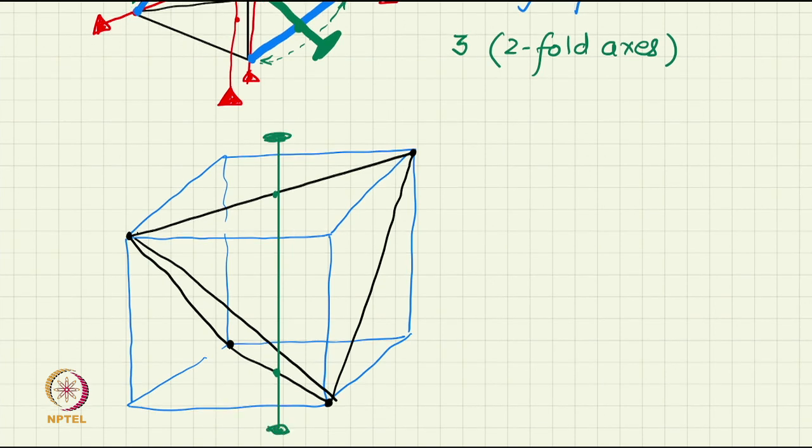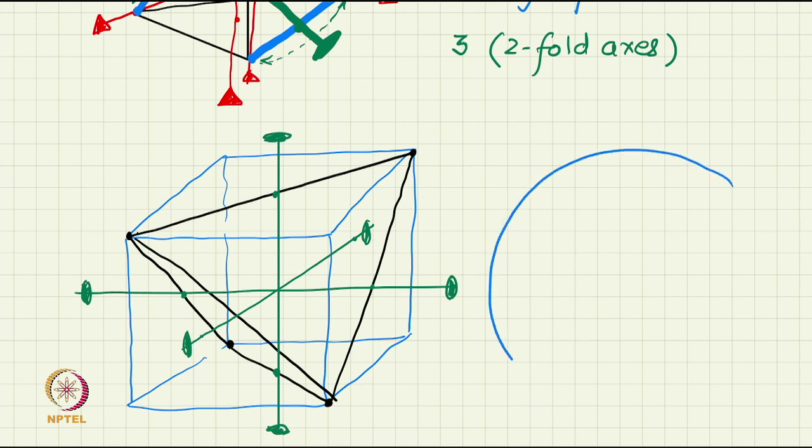The same thing is true on other faces. So, you will get a twofold axis perpendicular to the other face, the left and right face, and a twofold axis perpendicular to the front and back face. So, that fixes nicely the twofold axes for us. So, let us start our stereogram.